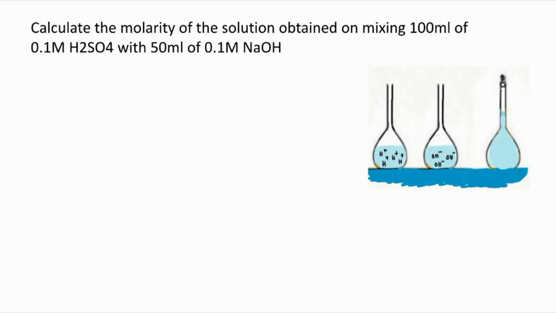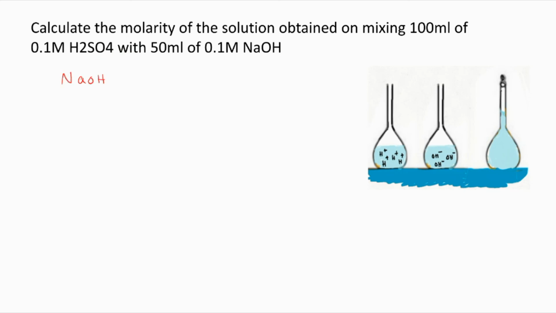Already our video has become so lengthy. So what to do? We will be doing one more problem. Read this one. Calculate the molarity of the solution obtained on mixing 100 ml of 0.1 molar sulfuric acid with 50 ml of 0.1 molar sodium hydroxide. This is also similar to the previous problem, but there will be a slight difference. So write the balanced chemical equation first.